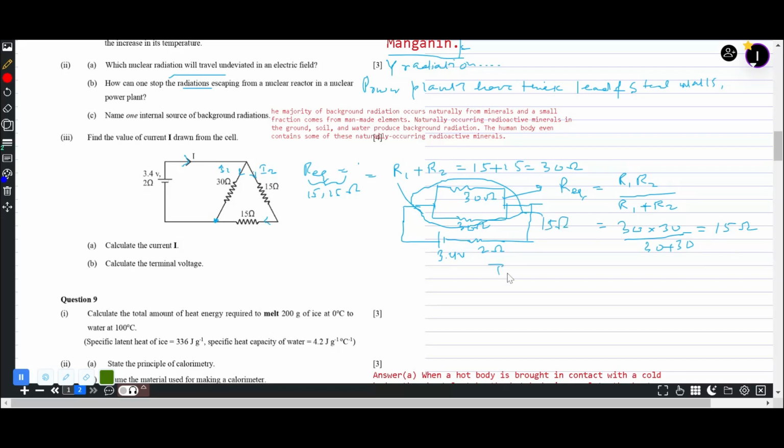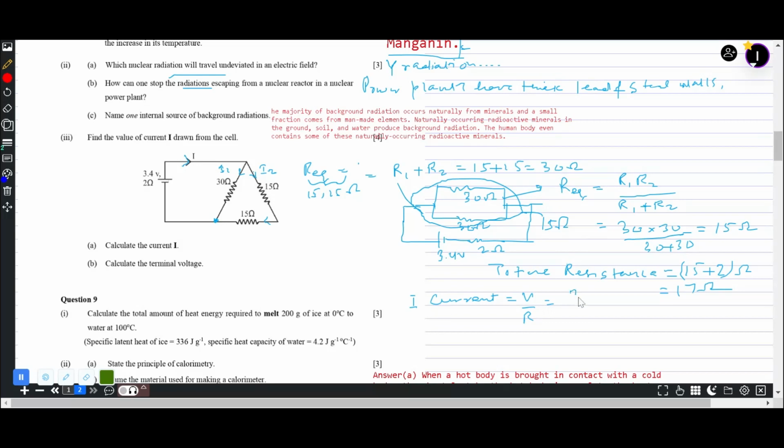So total resistance of the circuit is 15 and 2 is equal to 15 plus 2 ohm, because 15 is in series with 2. That is 17 ohms. How much is the current? Current is V over R, I is equal to V over R. Correct? That is Ohm's law.